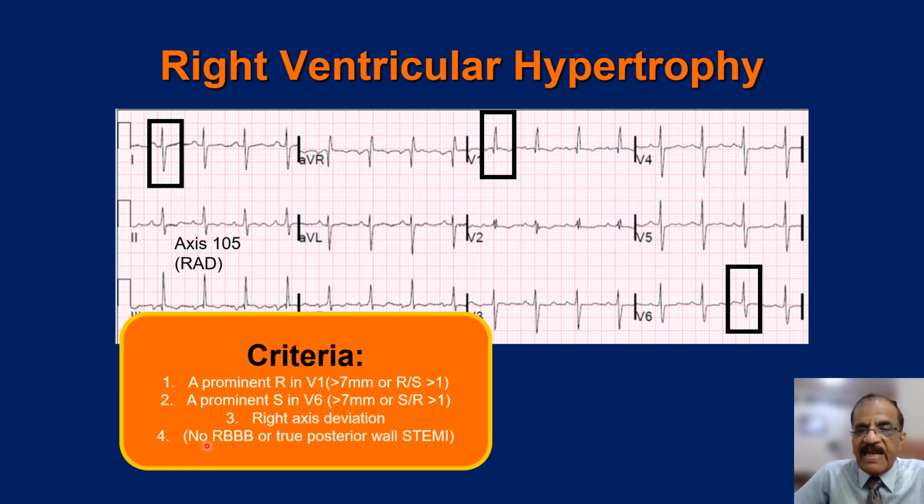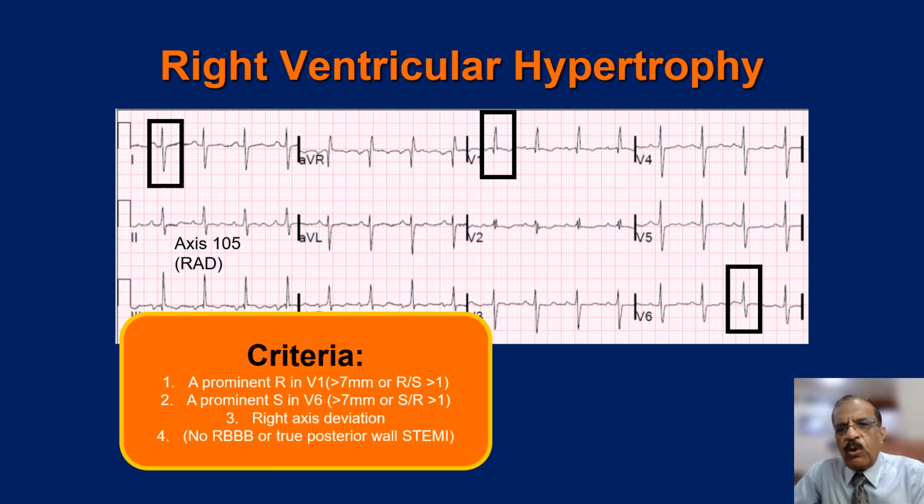This is actually a negative criteria. There should be no right bundle branch block, because you will have the same morphology and you will have all these criteria met in right bundle branch block also. But in right bundle branch block the QRS complexes should be much broader than 0.12. And the true posterior wall STEMI, because in true posterior STEMI, if you remember my earlier module, R is tall here. So you have to rule out those situations. Only then you can make a diagnosis of right ventricular hypertrophy.